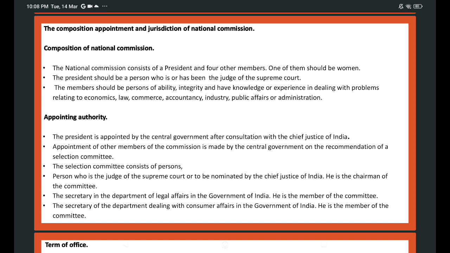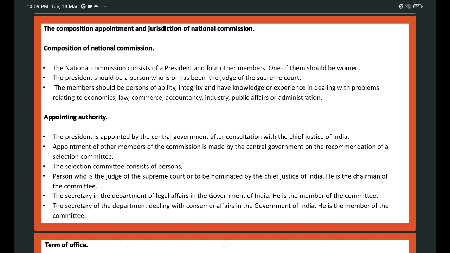Members should be persons of ability, integrity, knowledge, experience with problems like economic, law, commerce, accountancy, industry, public affairs, and administration. How they are appointed? Appointment. President is appointed by the central government in consultation with Chief Justice of India. What about the appointment of other members? Appointment of other members is made by the central government on the recommendation of the selection committee.